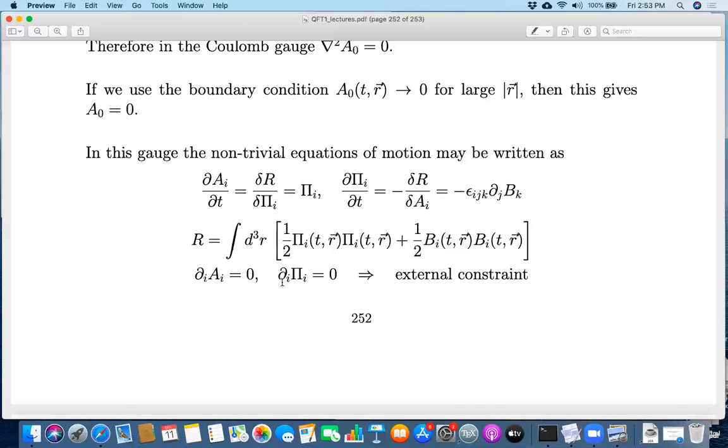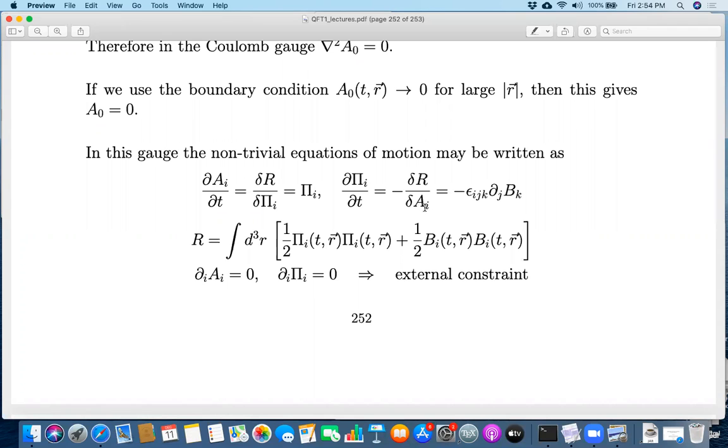Once you start with an initial condition that satisfies these two conditions, then you can forget about those conditions and just evolve the system by thinking of this Routhian as a Hamiltonian. The pi_i's and A_i's are the conjugate variables of this Hamiltonian system, and you just write down Hamilton's equations, which are these two.